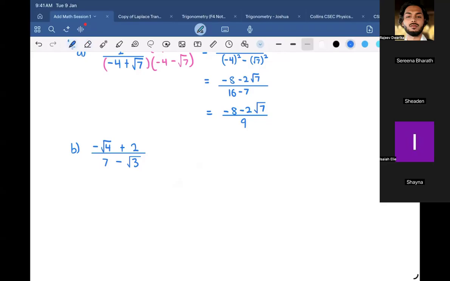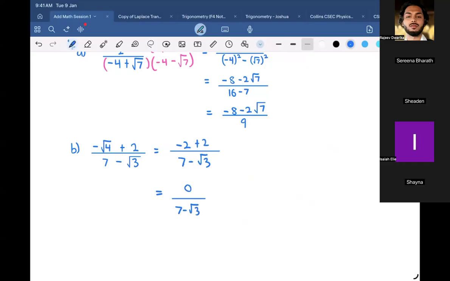And Sheena, I believe this is what you did. So what is root 4? The square root of minus root 4. What is the square root of 4? What would that be? 2. That'll be 2. So we're going to put minus 2 plus 2 all over 7 minus root 3. What is minus 2 plus 2? It'll cancel to 0. Yeah, and we're going to end up with 0 over 7 minus root 3.